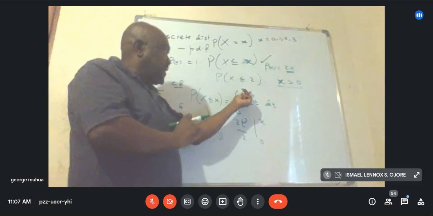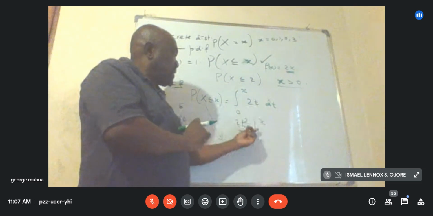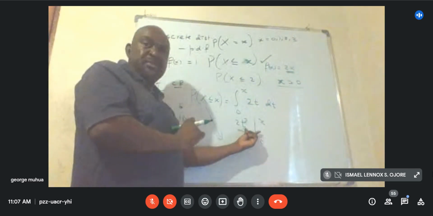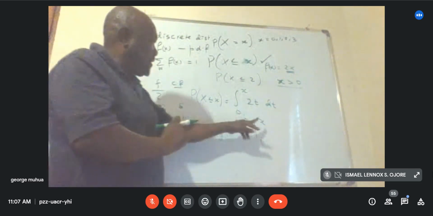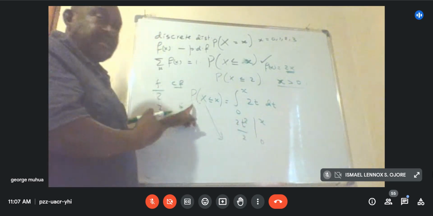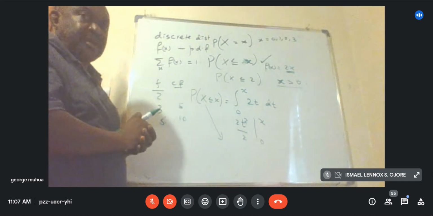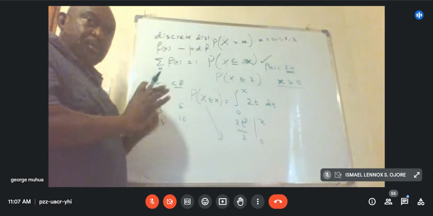So we just use a different variable to facilitate integration, so that when we come here, now we substitute. Therefore, now you can see I will substitute x here, and I'll have 2x squared over 2, which is a function. So this is now called the cumulative distribution function. Okay, so I hope that is clear.